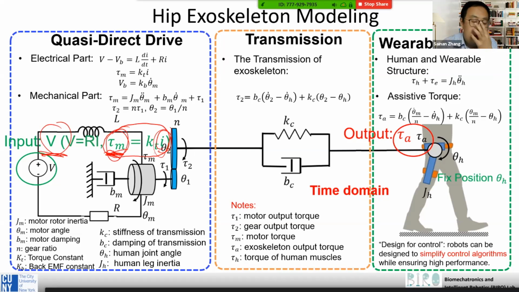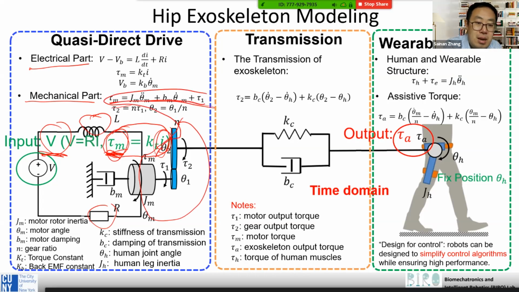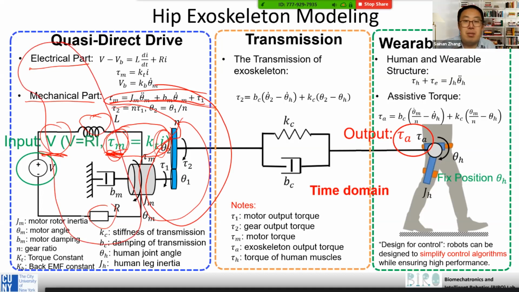Also, you should remember that the motor has an electrical component and a mechanical component. The electrical component is basically resistance and inductance. The mechanical component is essentially here, second order Newton's law. That is the mechanical part, and the electrical part is more on the left portion.